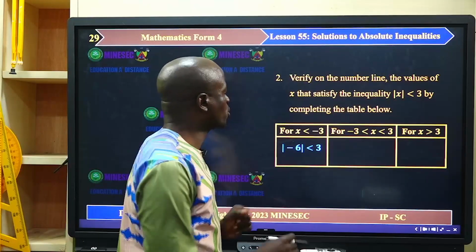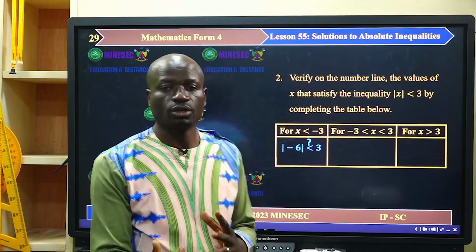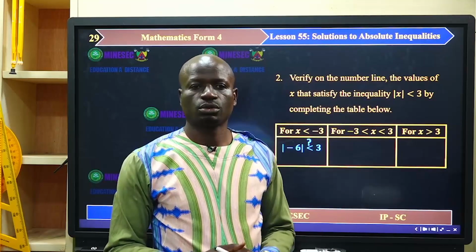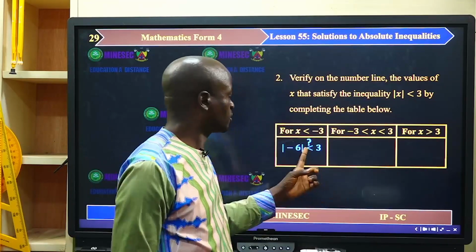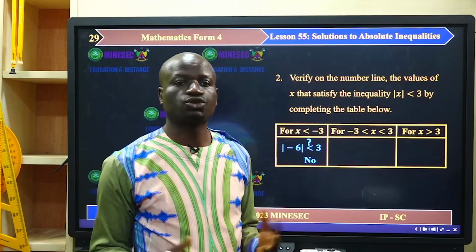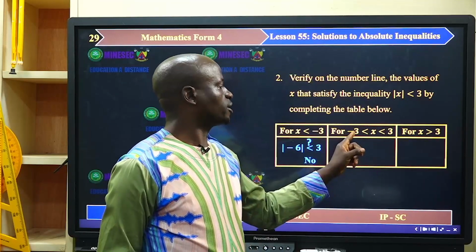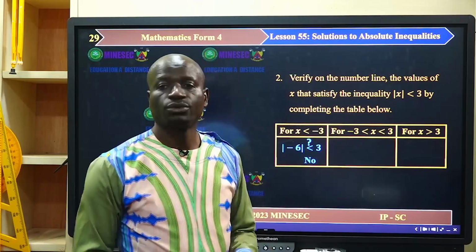And the question we will be asking is: is positive 6 less than 3? That is not true. It doesn't hold. The inequality will not be true, so it is not correct. Let's take now a value in between negative 3 and 3.